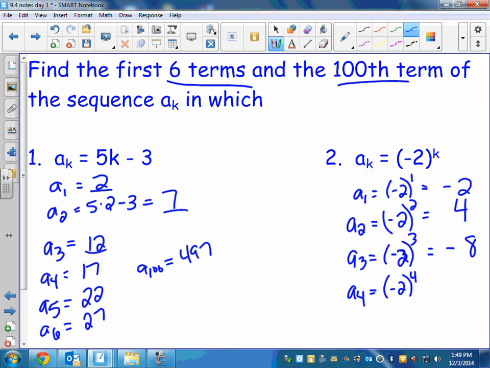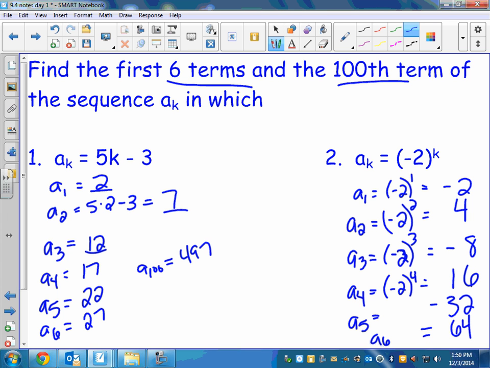How do you get positive for negative 2 squared? Because negative 2 times negative 2 is positive 4, right? So an even power is always going to give you a positive answer, and an odd power is always going to give you a negative answer when it's a negative number. Because if you have an even number, a negative times a negative is a positive. Negative 2 to the 5th is going to be negative 32. Negative 2 to the 6th would be 64.